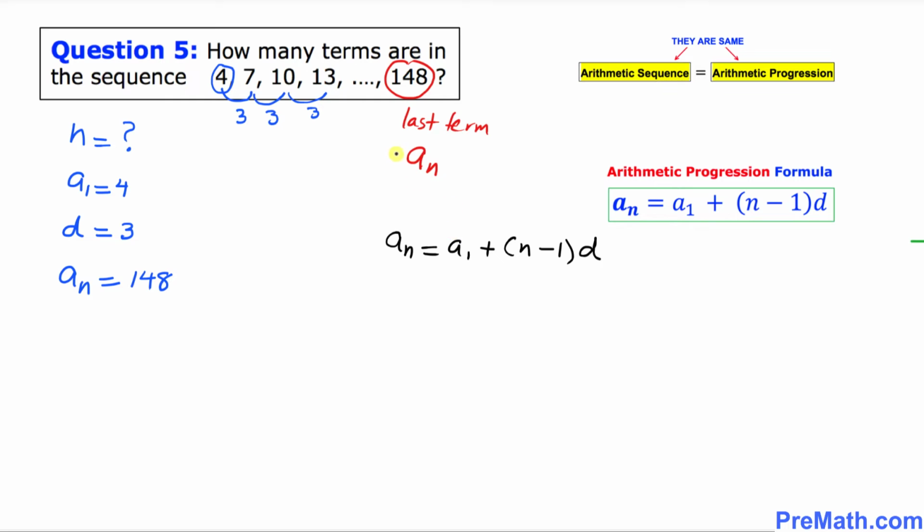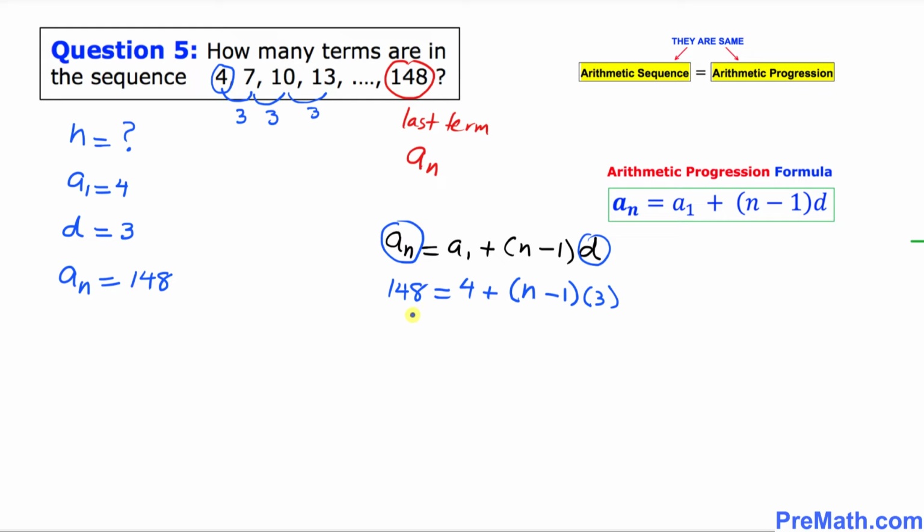Let's fill in the blanks. We know that a of n, in our case, is 148. a of 1, the very first term, is 4, plus, we don't know n and we want to figure it out, so I'm going to leave n as it is, minus 1 times d, which in our case is 3. Let's now simplify and solve for n.